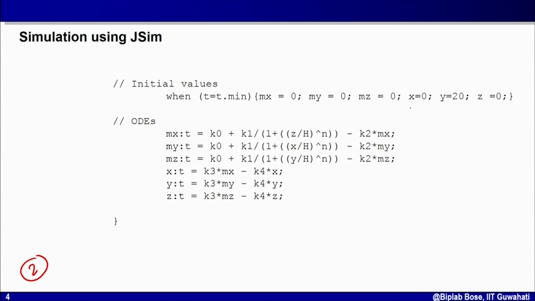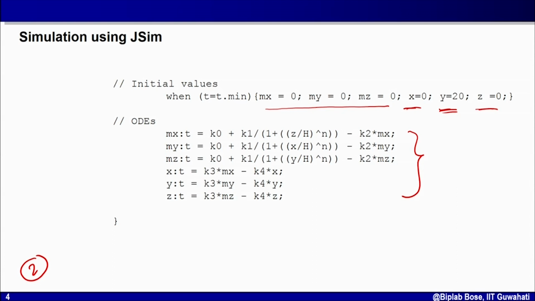So we may have to vary what is the value of x, the value of y, the value of z at t equal to 0. Here, what I have done: I have considered all mRNA at 0, x the protein at 0, z the protein I have kept at 0, y I have kept at 20. And these are my 6 ODEs based on which the model will be simulated. That's all for the JSim code.